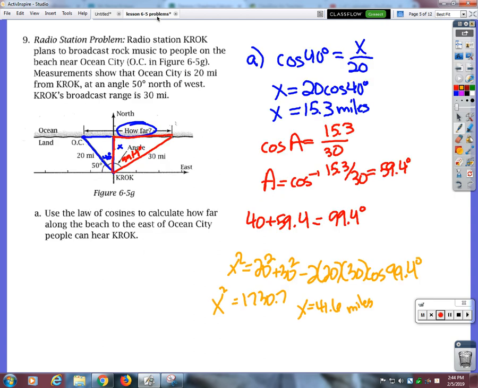Okay, Will, what'd you get? You got what? Okay, and if you square root that, you get 38.6. Okay, 38.7 miles. So that is the answer to part A. That the radio station will be able to broadcast 38.7 miles along the beach east of Ocean City.